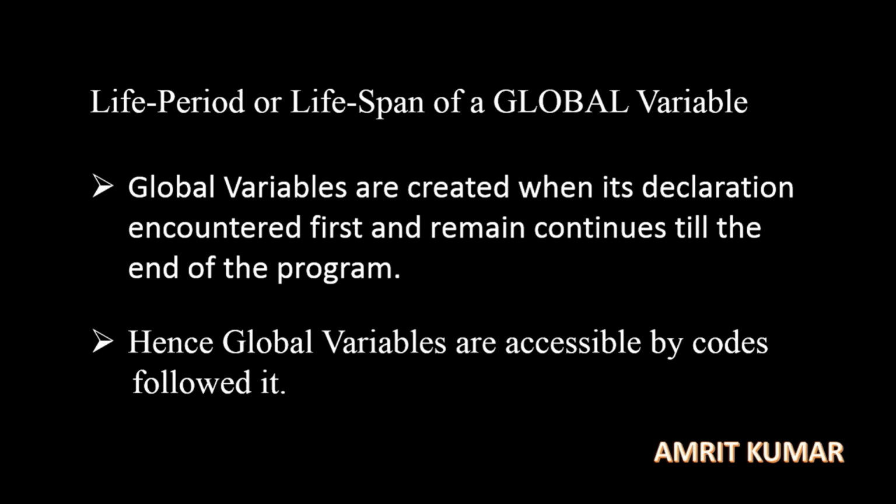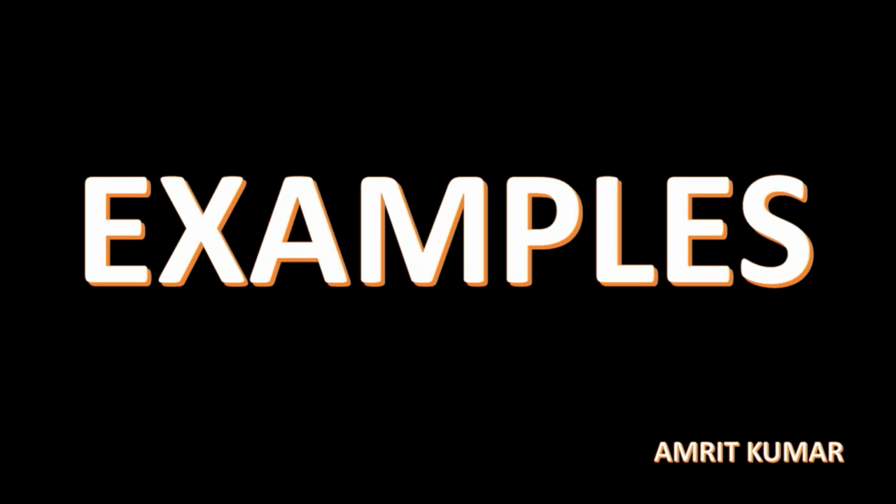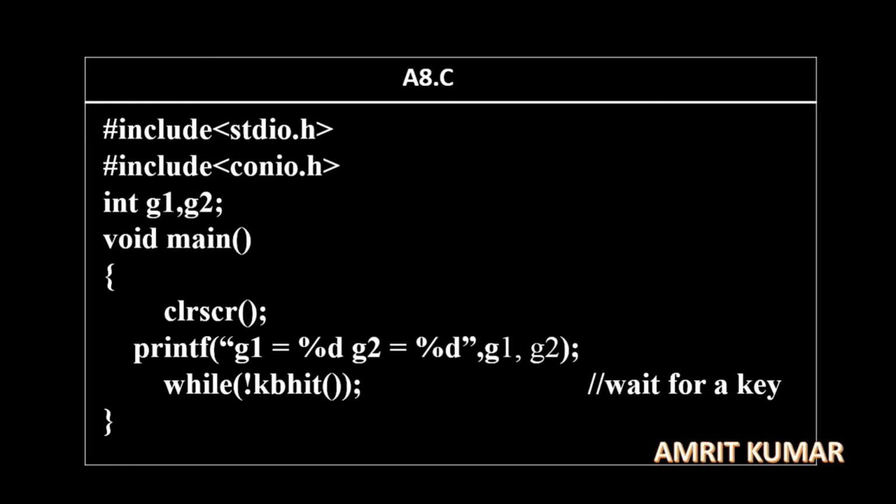Hence, global variables are accessible by the code that follows them. How can we access it? Let's look at examples of it. Here you are seeing that I am using the stdio.h header file and conio.h header file. The stdio.h header file stands for standard input output header file, and the conio.h header file stands for console input output header file.